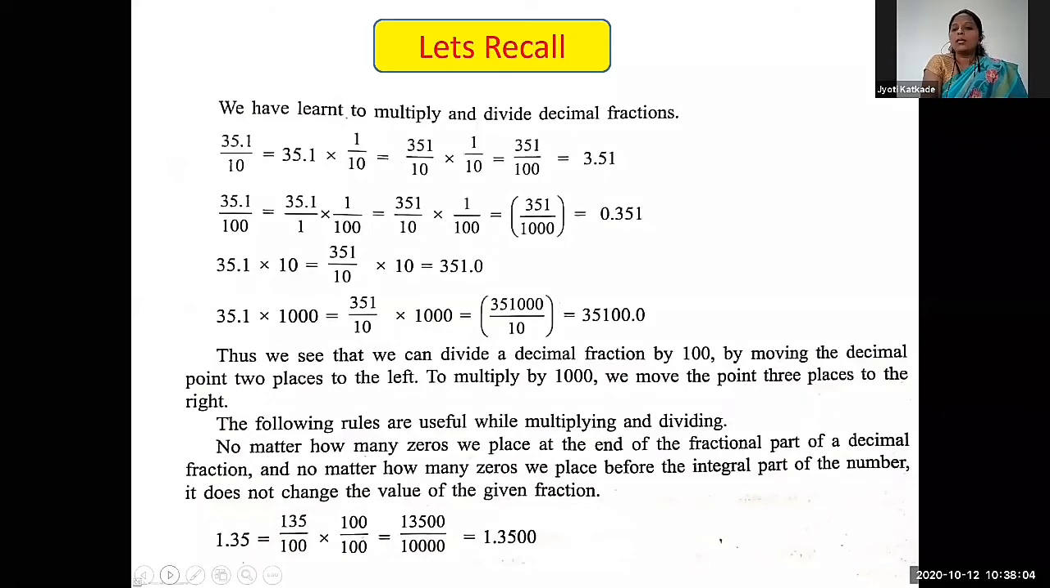Now when we divide a decimal fraction by 100, we move the decimal point 2 places to the left. So when we divide 351 by 100, we move the point to the left by 2 places.